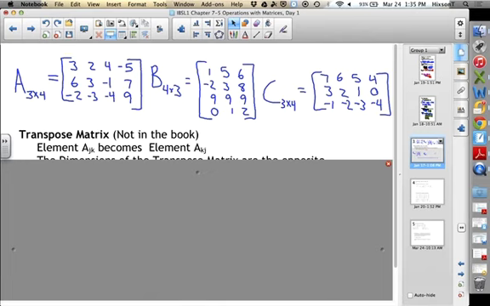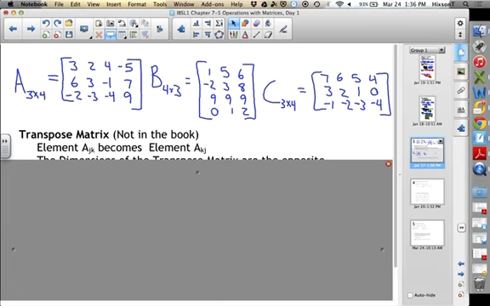So its position is 2, 3. When I transpose B, it's going to go into the third row, second column. It's in the second row, third column, and it's going to be in the third row, second column.